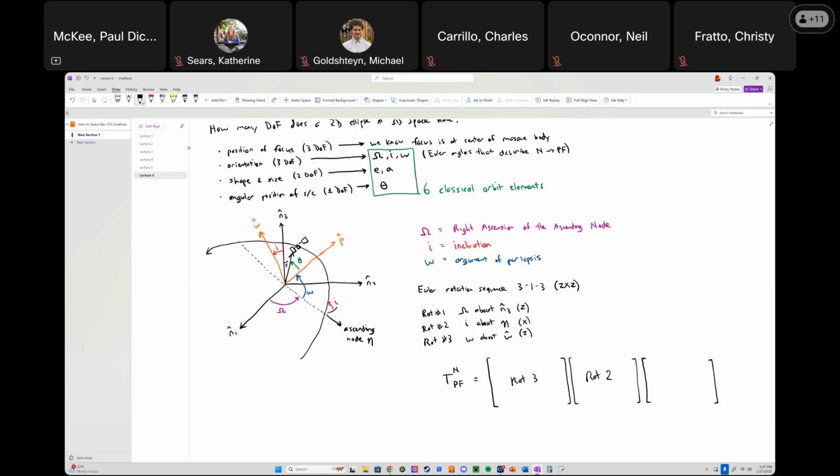Well, it is some amount omega. So we're going to start off with cosine of omega, sine of omega, 0, negative sine of omega, cosine of omega, 0, 0, 0, 1. All right. Now, somebody help me out. Rotation number 2, now we're doing an x-axis rotation. What goes in here?